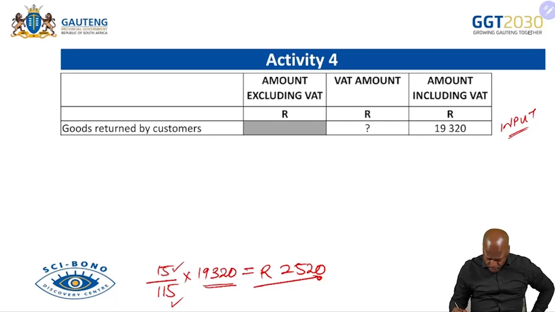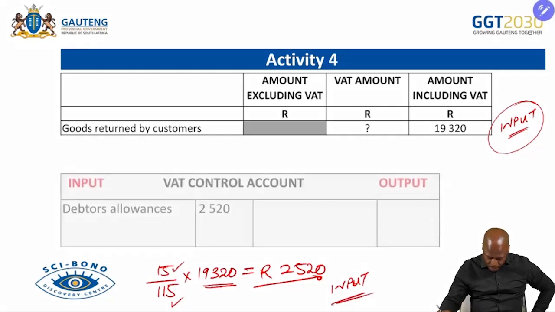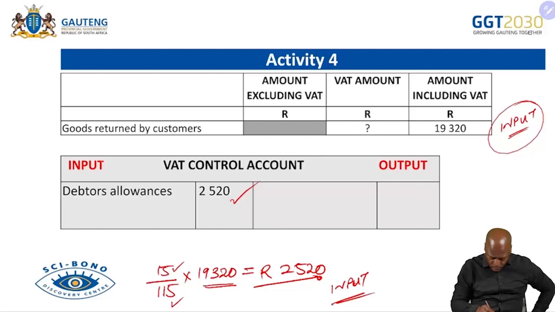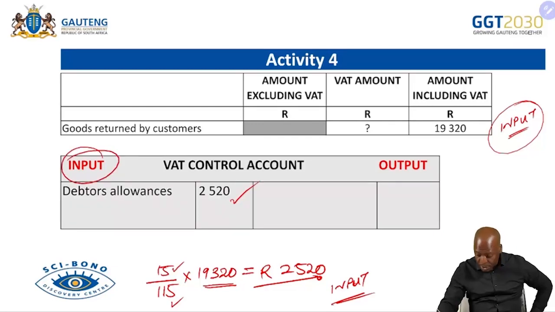2,520. So where does it go? We have already established that it goes to the input VAT. There it is, 2,520 on to the input VAT.